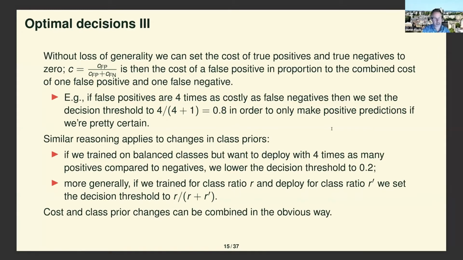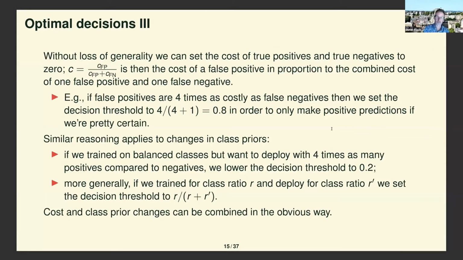So there are some examples here. If false positives are 4 times as costly as false negatives, then this ratio evaluates to 0.8. Okay, so it makes sense, because then we set our decision threshold higher in order to make positive predictions only if we're really certain.